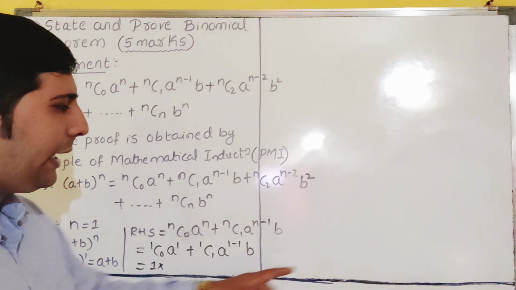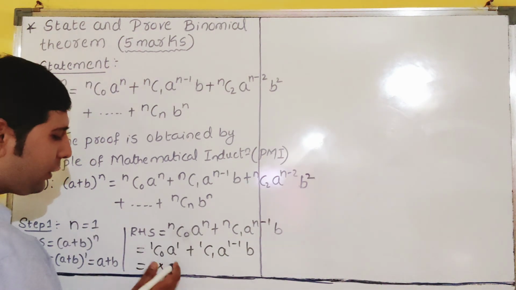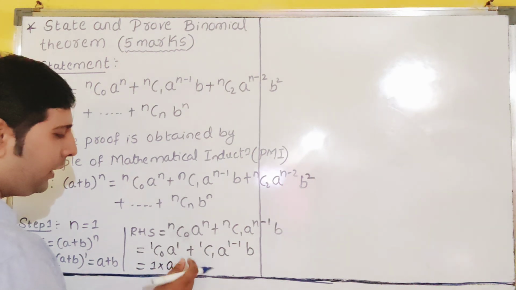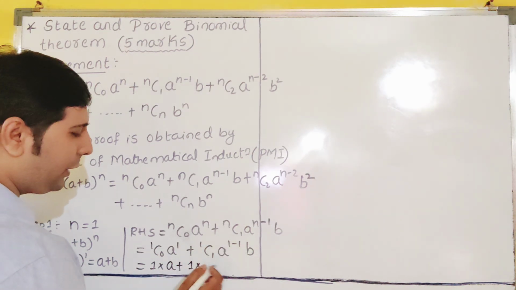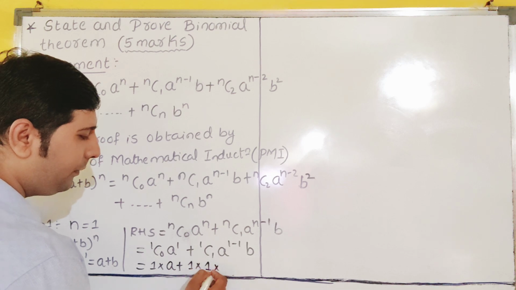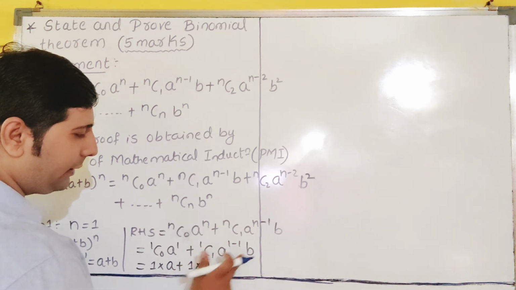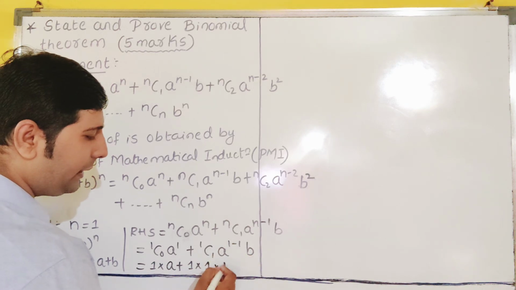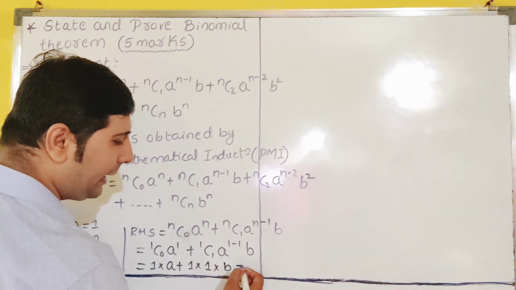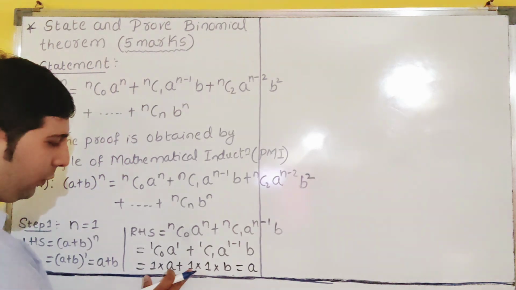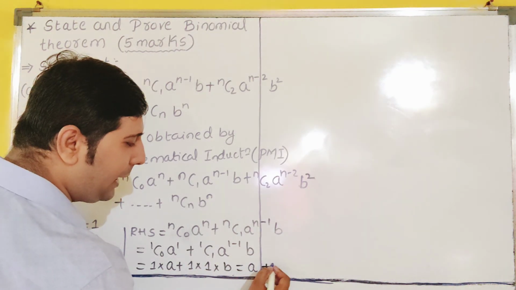If you put in the nCr formula, 1C0 is what? 1. A raised to 1 is A. 1C1 is also 1. A raised to 0 is 1. This is 1 minus 1, which is 0. A raised to 0 is 1, dear students. Into B is there, B I will write as 1 into B. So 1 into A, 1 into 1 is 1, and 1 into B is B.